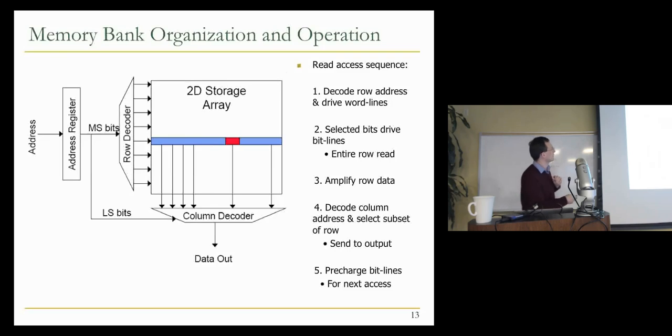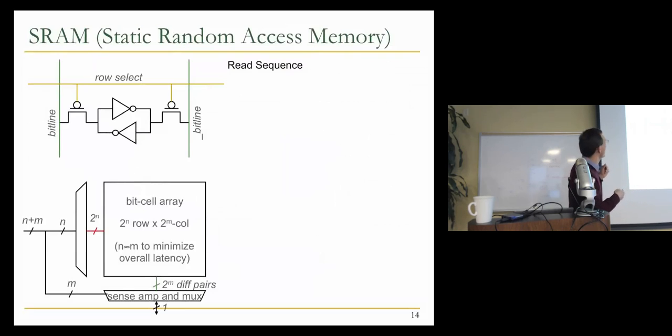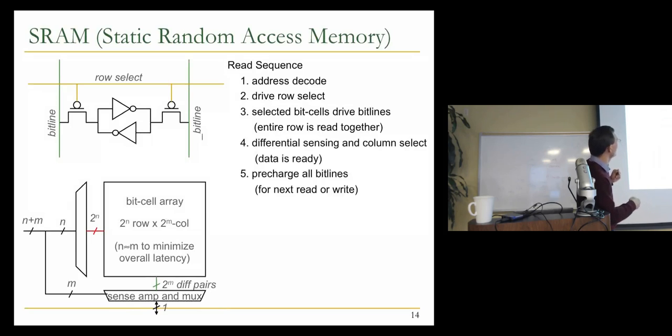Okay, so if you look at SRAM, basically this is an abstract look at memory. Any kind of technology can be used within this storage array, within this memory bank. If you look at SRAM, it usually looks like this. Basically, you have a bit cell array. You have 2 to the n rows, 2 to the m columns. And as I said, there's a differential sense amplifier at the bottom over here. And what happens is you send an address that's n plus m bits, and n bits are supplied here, and the bottom m bits are supplied here, such that you can do the decoding, well, mostly in parallel, if you will.